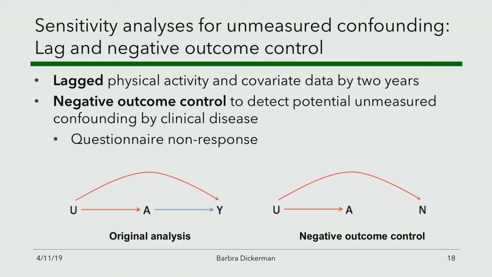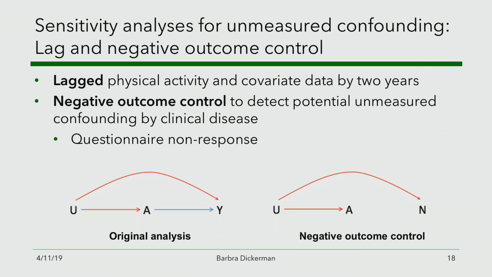So what's the rationale behind this? So in the DAGs below for the original analysis, we have physical activity A, we have survival Y, and this may be confounded by disease severity U. So when we see an association between A and Y in our data, we want to make sure that it's causal, that it's because of the blue arrow, and not because of this confounding bias, the red arrow.